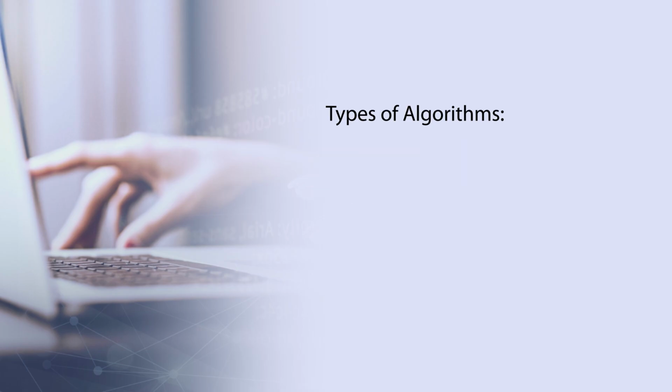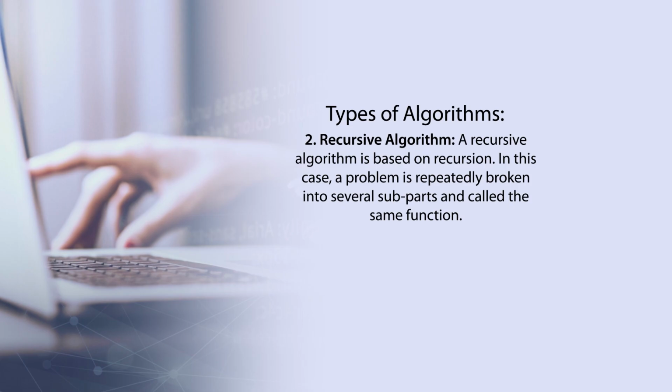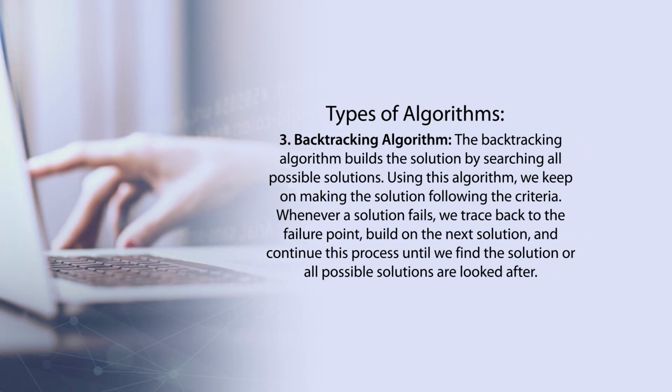The second is the recursive algorithm. Recursive algorithm means a problem is repeatedly broken into several subparts and calls the same function. Actually, when we find the factorial of a given number, we generally use recursive functions. So for finding the factorial of n, we get the factorial of n minus 1, n minus 2, up to the factorial of 1 or 2. Next is the backtracking algorithm. The backtracking algorithm builds the solution by searching all possible solutions.